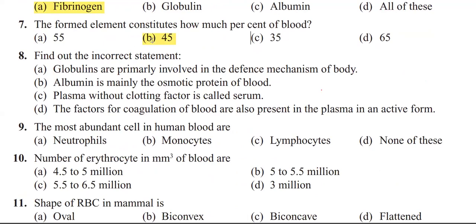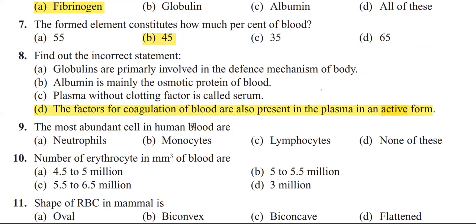Find out the incorrect statement. Globulins are primarily involved in defense mechanism. Yes, globulins help in defense mechanism. Albumin is mainly the osmotic protein of the blood. Yes. Plasma without clotting factors is called serum. Yes. The factors for coagulation of blood are also present in the plasma in an active form? Not active form, it is inactive form. Therefore, the incorrect option is D.